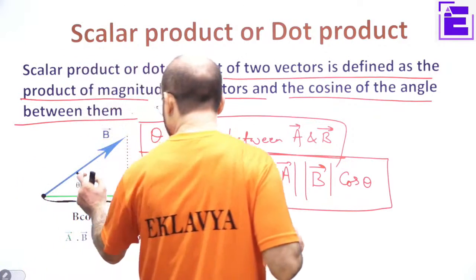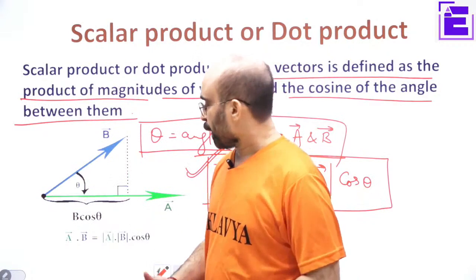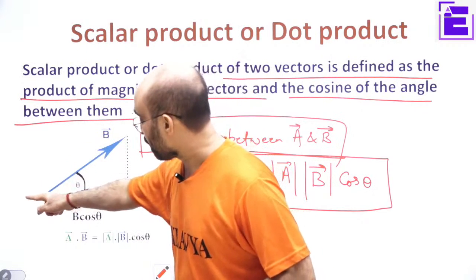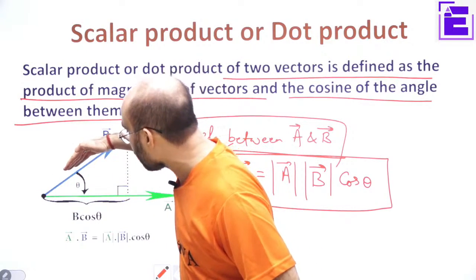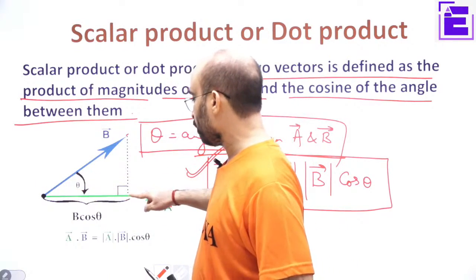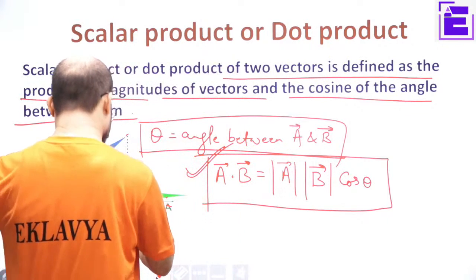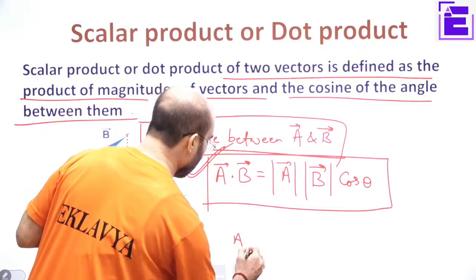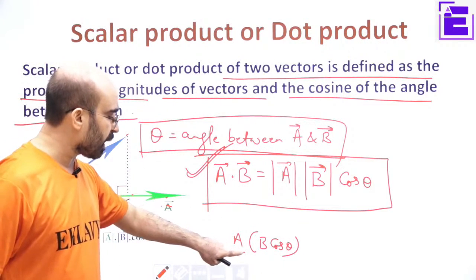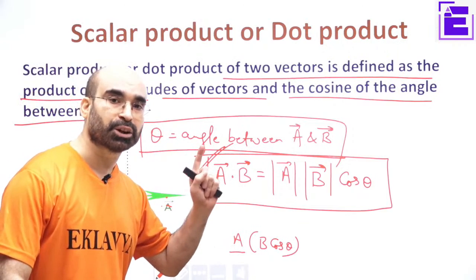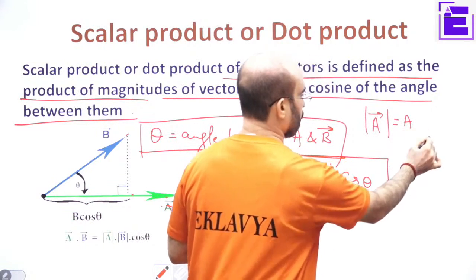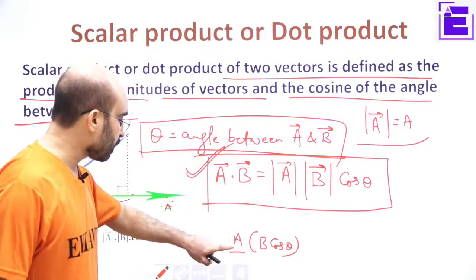Okay. If you closely look, you will say that this is vector B, and this is the perpendicular, the component of this vector along vector A. So this could be written in this manner: A into B cos theta. If it is only written as A, that means we are taking only the magnitude. Okay, so magnitude of A.